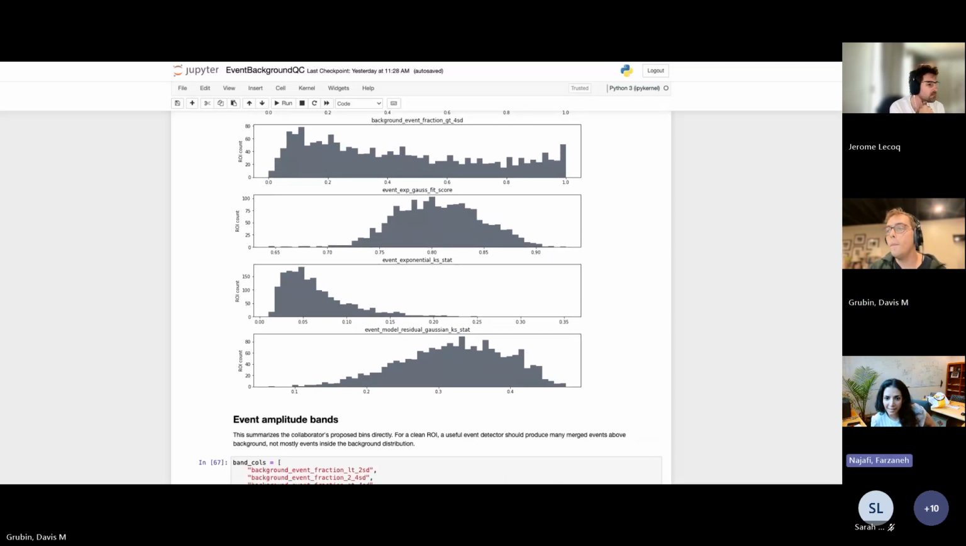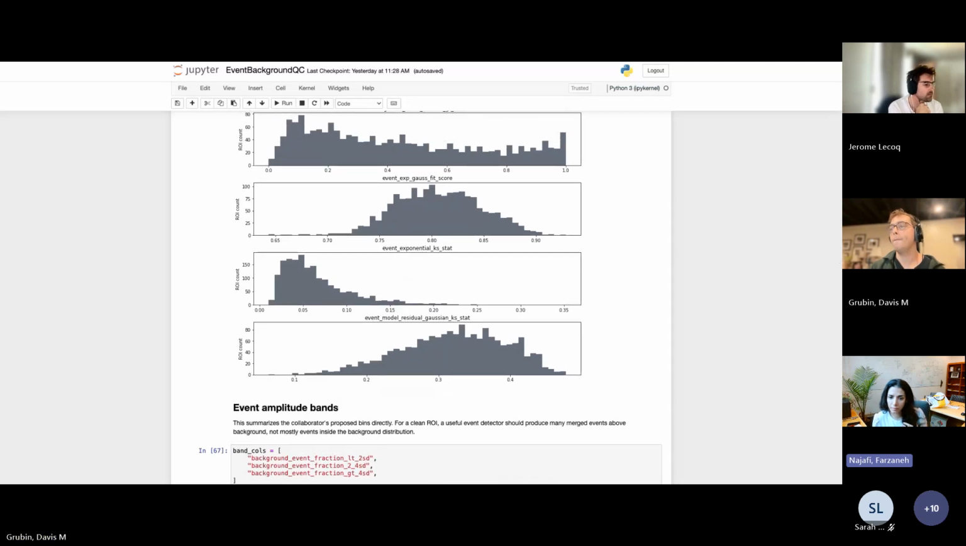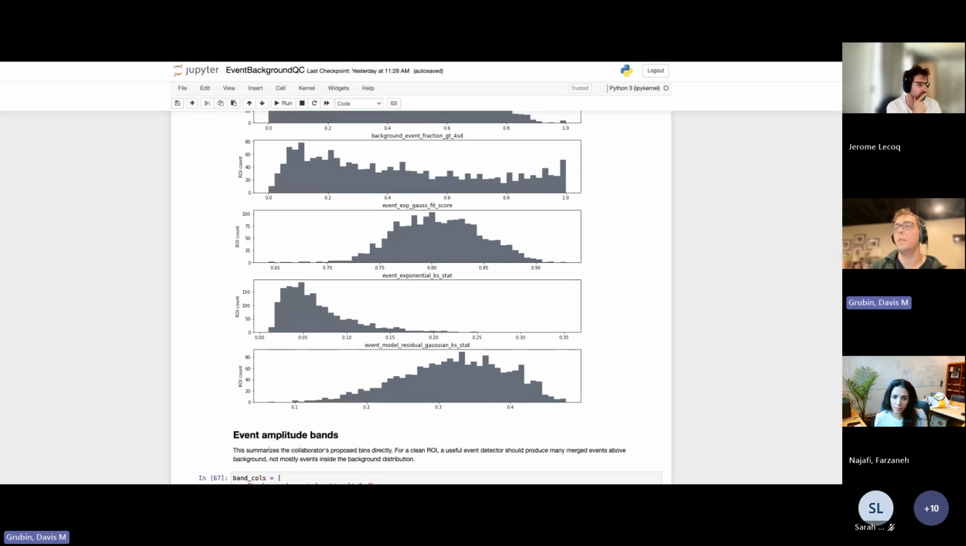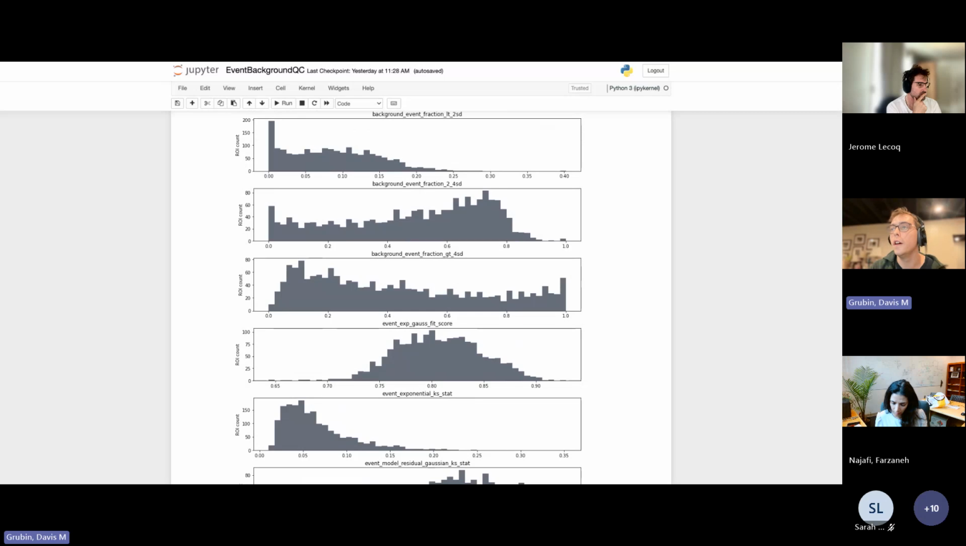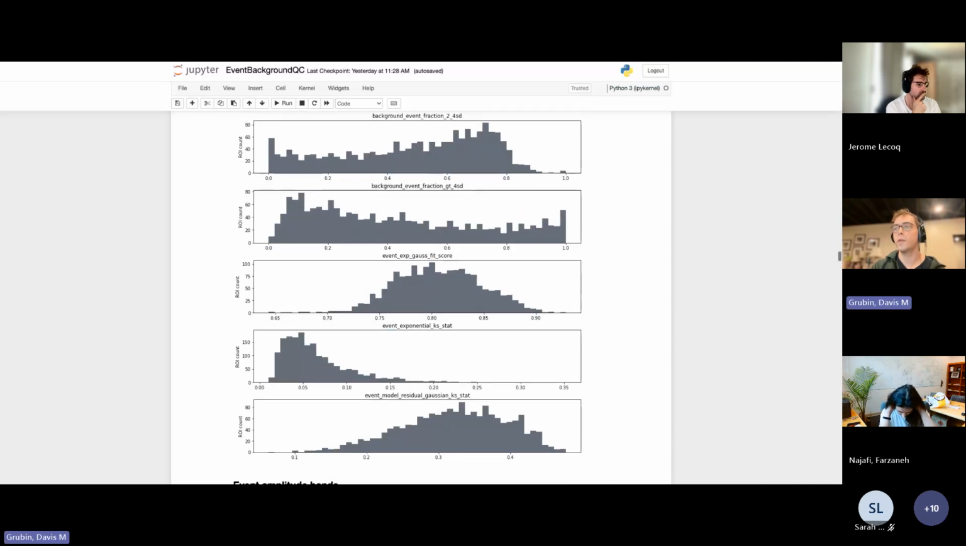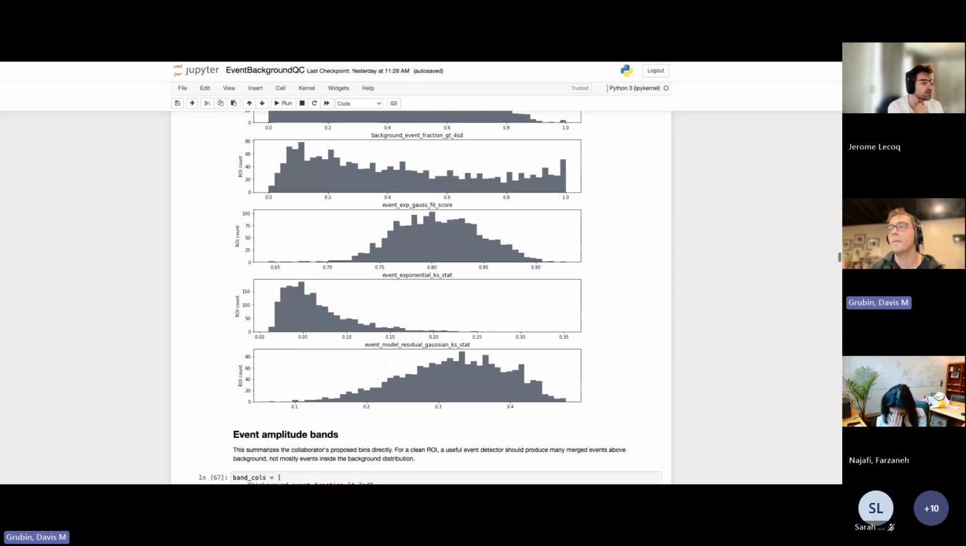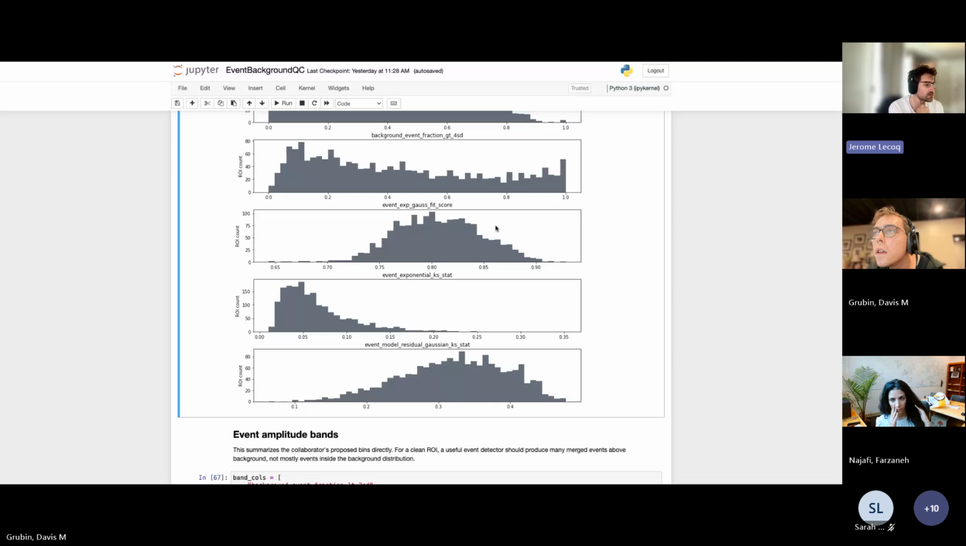And Davis, what is the x-axis? For this one, it's the fraction of events that were within this range of the baseline or the background. And then for this one, I think it is R squared, and this one is... Sorry, I don't think I can see your mouse. Oh, there, I can see it now.